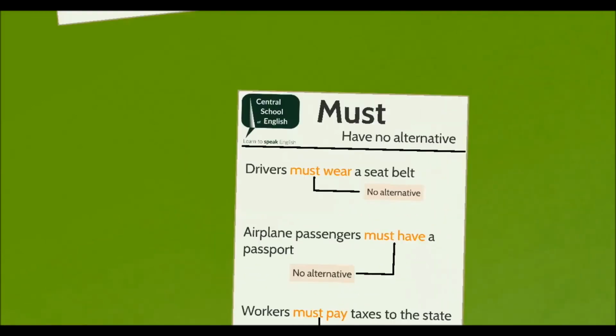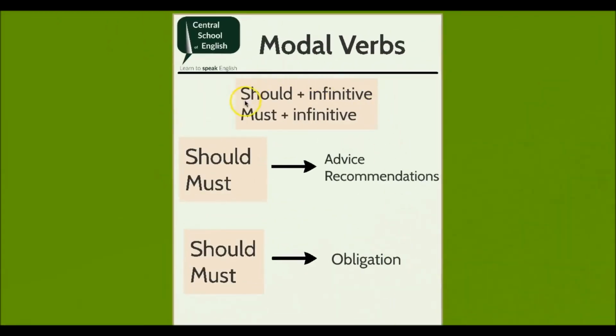In this video, we have learned how to use the modal verbs should and must with the infinitive of a main verb to make positive sentences and negative sentences. We have learned that we use the modal verb should to give advice or to make recommendations, and that we use must to make strong recommendations. We have also learned that we use the modal verb should to express an obligation when we have an alternative, and that we use the modal verb must to express an obligation when we do not have an alternative.